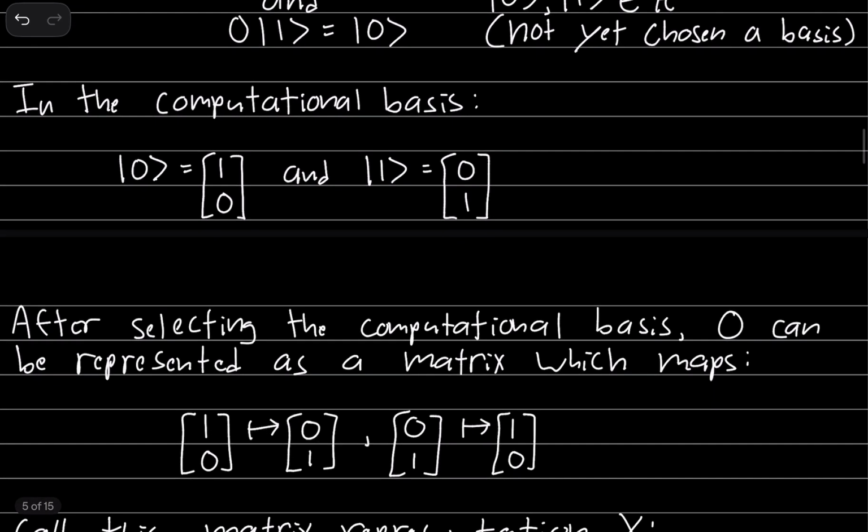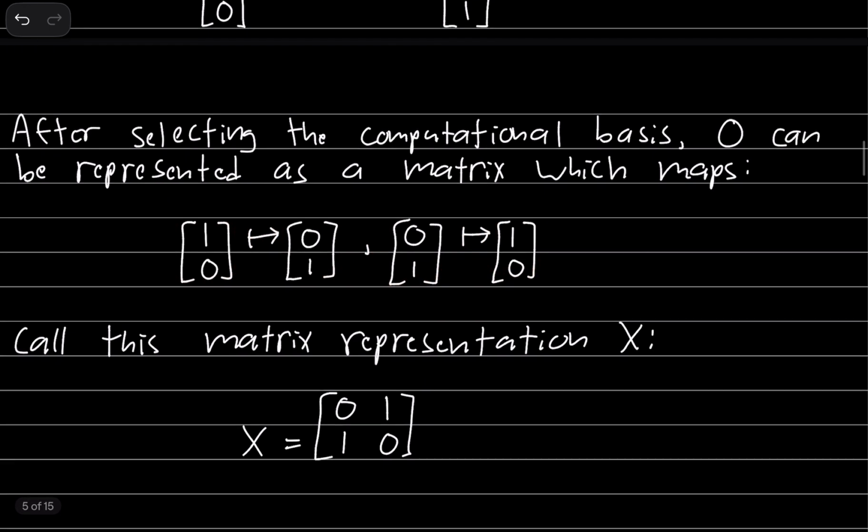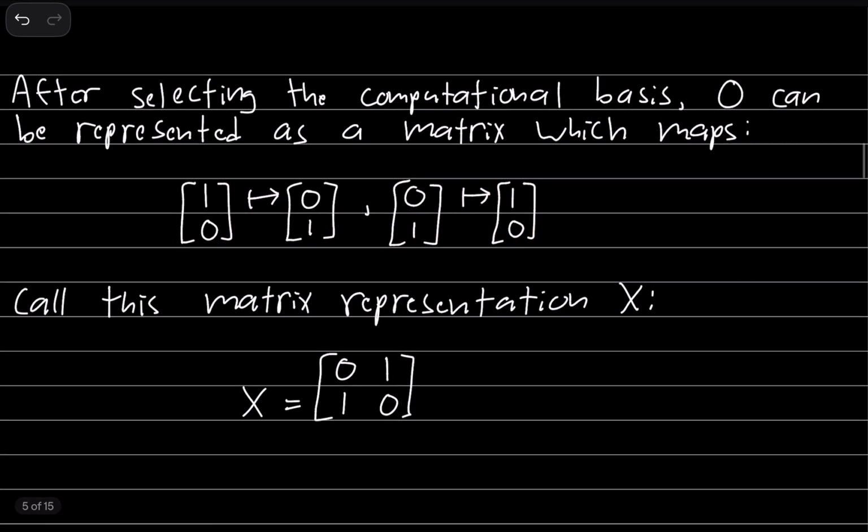Now after we select the computational basis, this linear operator O can be represented as a matrix mapping ket 0 into ket 1 and ket 1 into ket 0. That will automatically define what the matrix representation is. We'll call it X. That is exactly what it would look like, because ket 0 gets mapped to ket 1, and ket 1 gets mapped to ket 0.